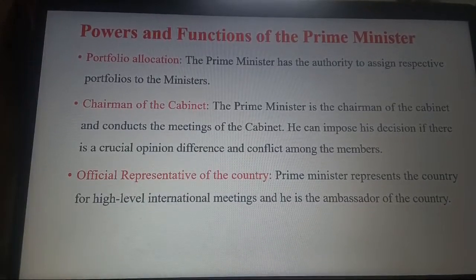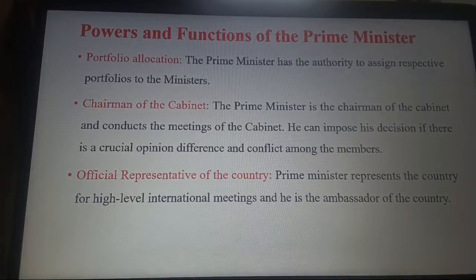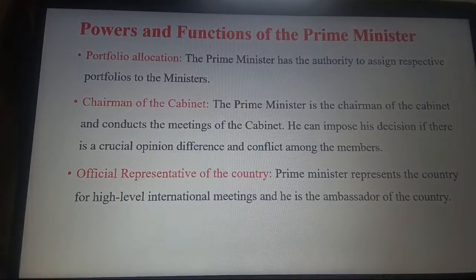Official representative of the country. The Prime Minister represents the country for high-level international meetings and he is the ambassador of the country.